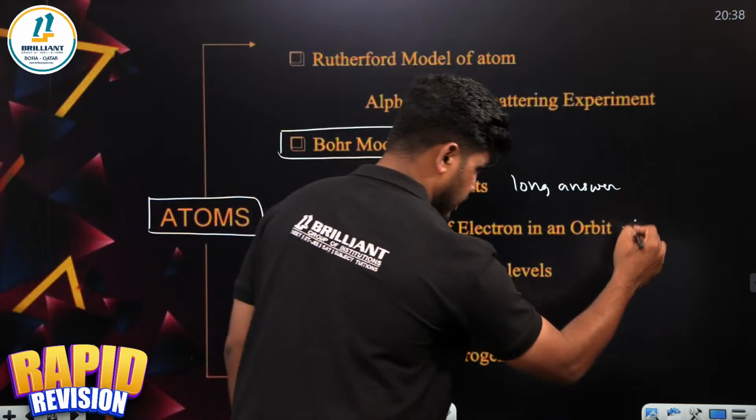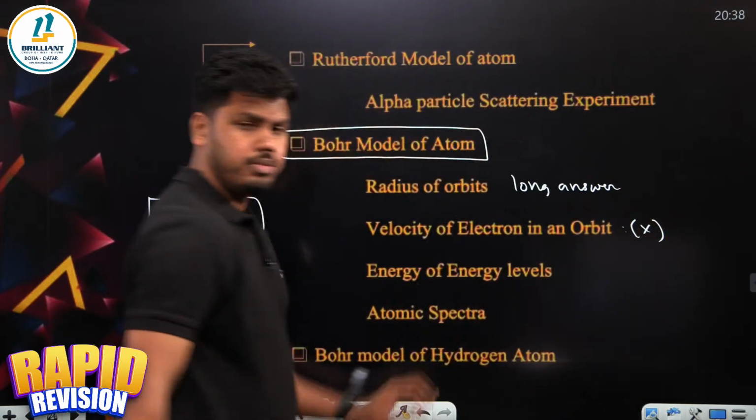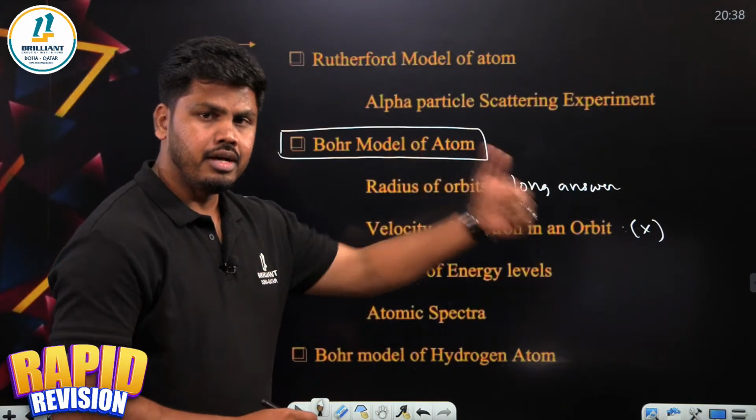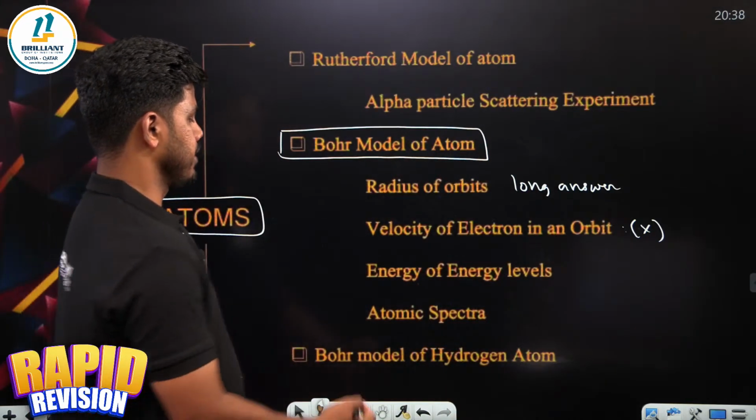That derivation is actually deleted. We don't have that velocity, so don't worry about it. Just understand what happens to the velocity when it changes the orbit. We will just mention that later.